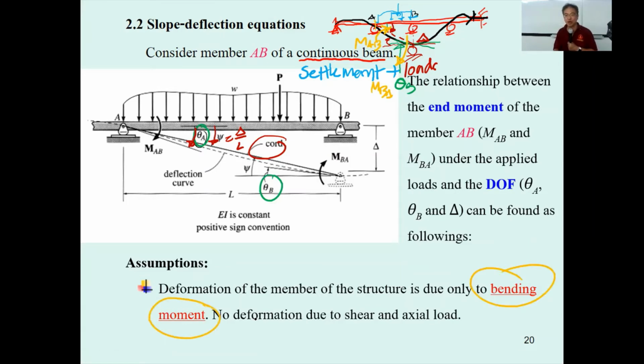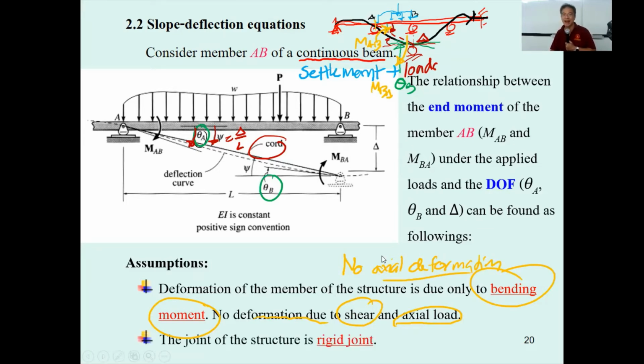There is no deformation due to shear or axial load. It may have axial force, but there is no axial deformation. And then the joint is rigid, as I said. When the joint is rigid, the slope that occurs on the left hand side and on the right hand side is going to be equal. That is the important thing about the rigid joint.